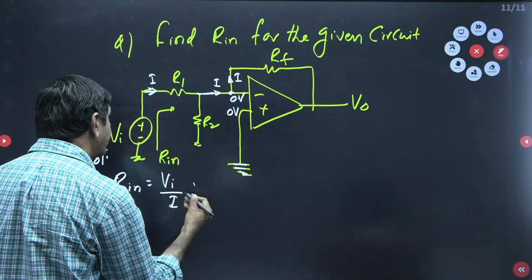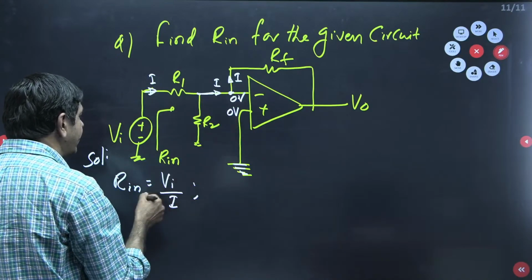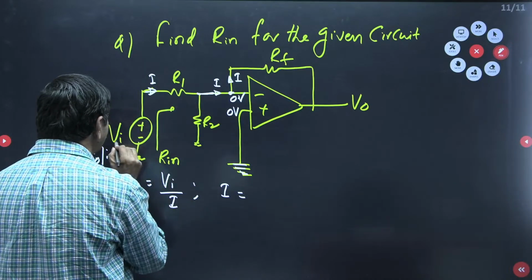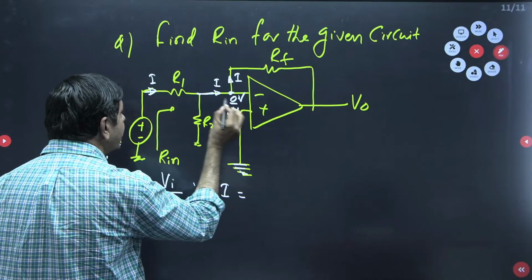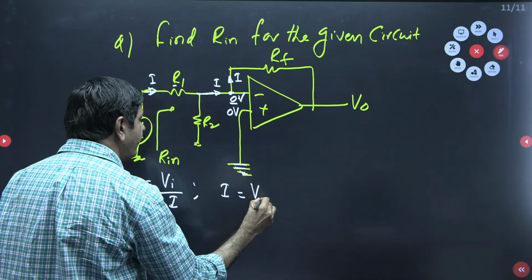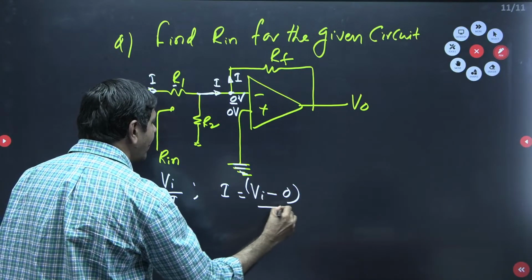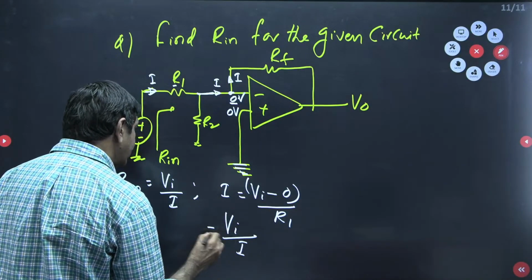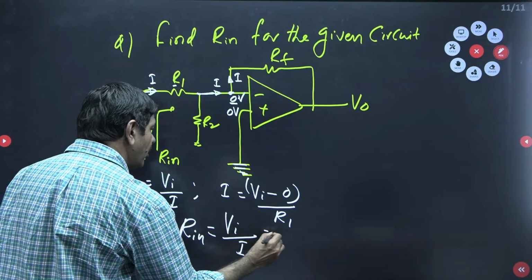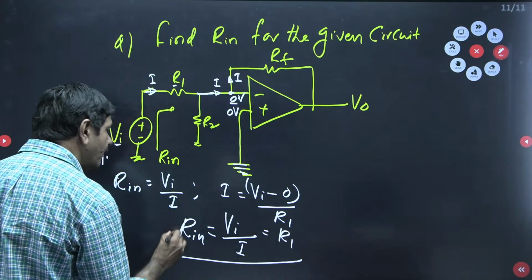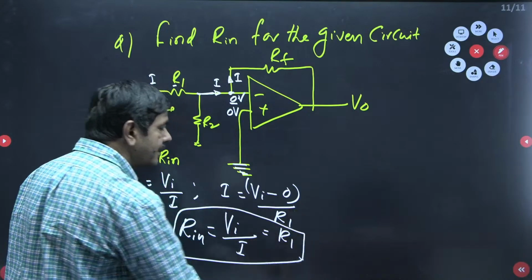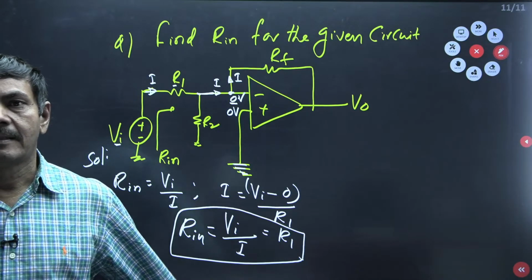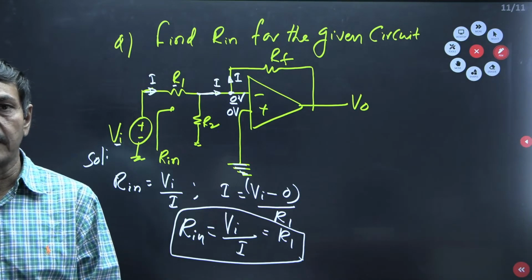Vi by I is required. Once you know I, you will get Rin. What is I? I is nothing but Vi minus 0 by R1. I want Vi by I, that is nothing but Rin. That Rin equals how much? R1 itself. We are getting the result as R1 only. That is the solution of this question. In that way we can determine the Rin value.